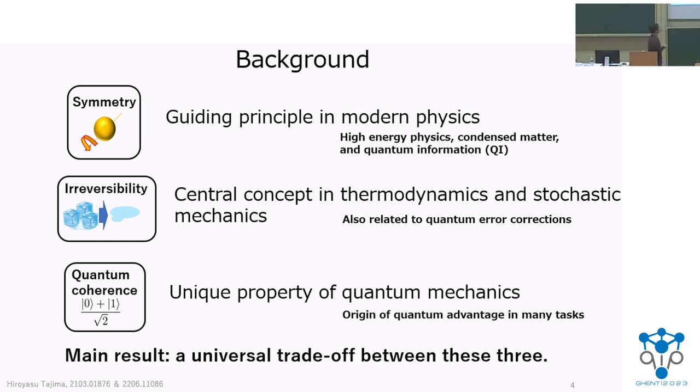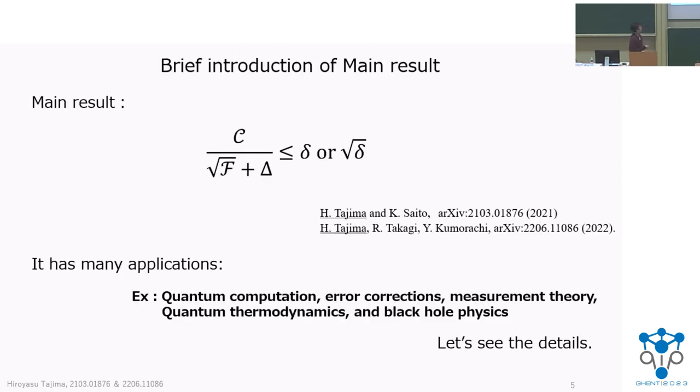My main result is a universal trade-off relation between these three. This is the main result. This inequality is very simple, but has many applications. For example, quantum computation, error correction, measurement theory, quantum thermodynamics, and black hole physics. Hereafter, I will talk about the setup of the main result and the main result itself, and after that, I will introduce the applications.